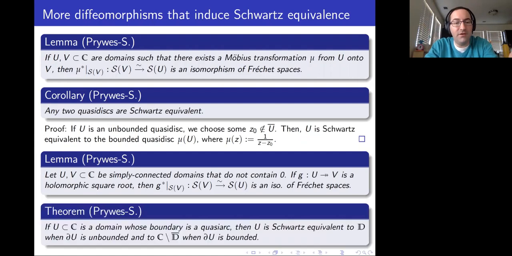And then you can derive, for instance, that if we have a domain whose boundary is a quasi-arc, then it is always Schwartz equivalent either to the disk, if the boundary is unbounded, or to the complement of the closure of the disk, if the boundary is bounded. But again, forget this corollary and theorem. They're not important. The important thing are these two lemmas. Right, so let's look at the second.